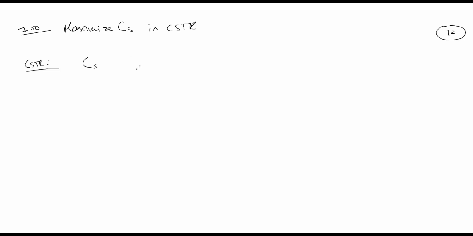So this is page 12 maybe. This is 7.10. I want to maximize CS in a CSTR, right? So let's look at the function of CS in a CSTR. We said CS is equal to phi S over A multiplied by minus delta CA. We already did this previously. And the equation we were using was 1 over 0.2 CA plus 1 multiplied by CA naught minus CA, right?